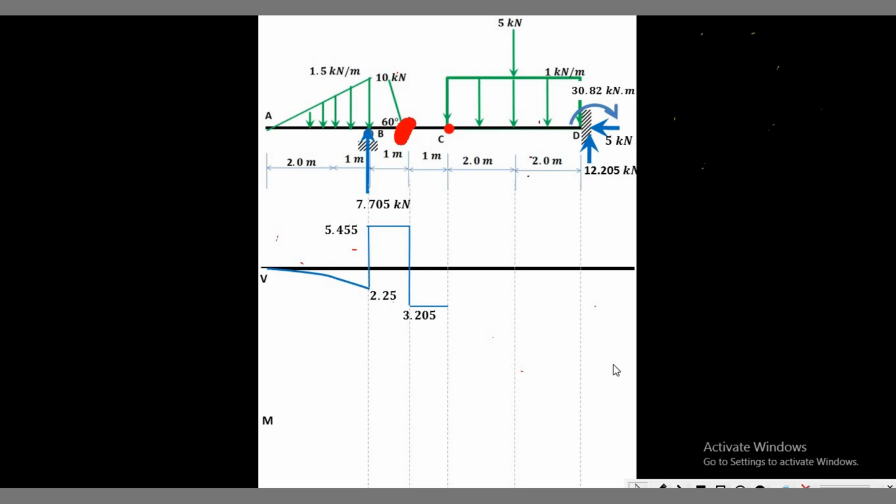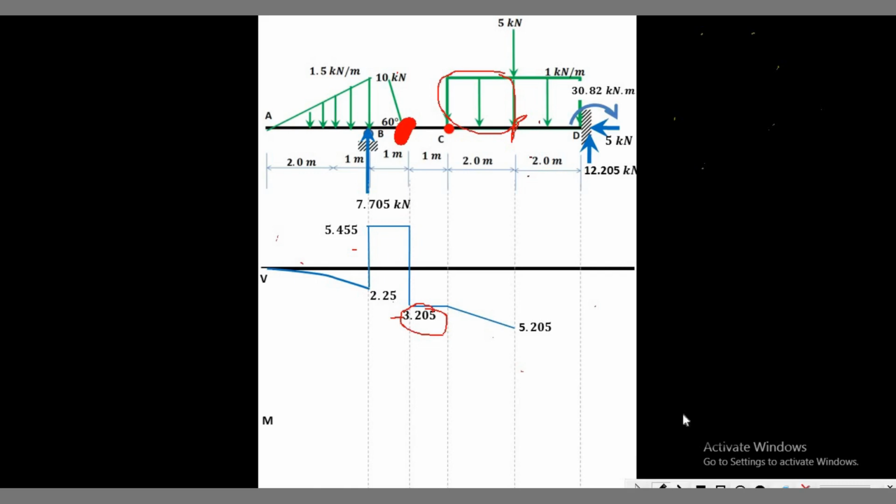Then from point C hanggang sa may point na to, that is a rectangle. So nag-end ako kay 3.05. Again, nasa baba, so minus ito. Negative 3.205 minus the area of this rectangle. That is equal to negative 5.205. So, i-connect ko lang ulit siya.